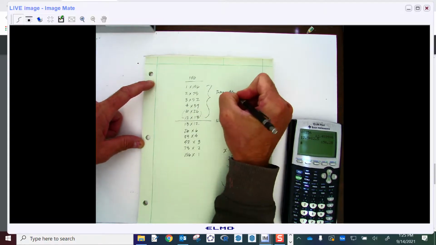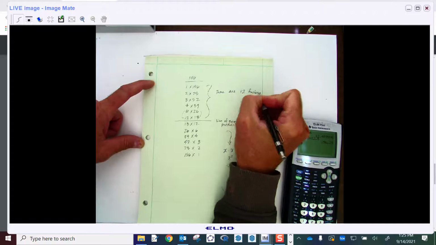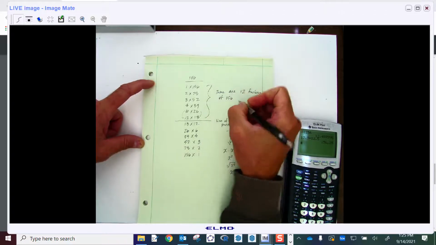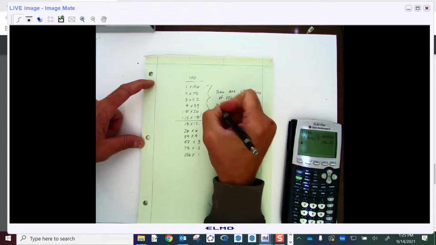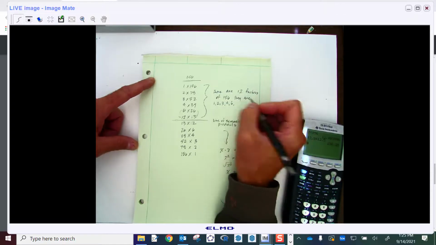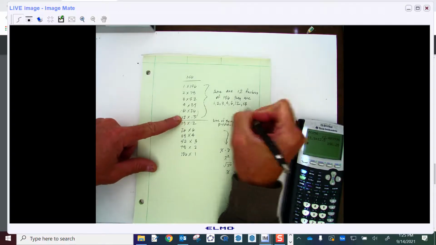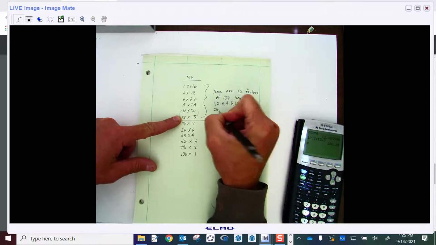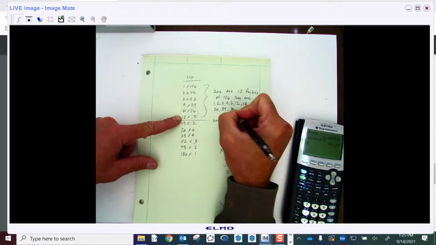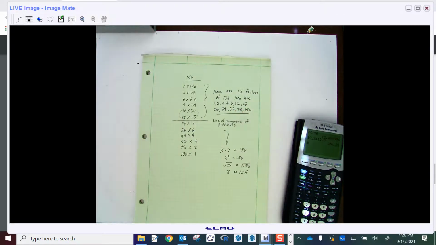There are, what are there? 1, 2, 3, 4, 5, 6. There are 12 factors of 156. They are, here, let's just write them down: 1, 2, 3, 4, 6, 12, and then 13, 26, 39, 52, 78, and 156. So that's the way that you can find the factors of a number fairly quickly using an efficient method.